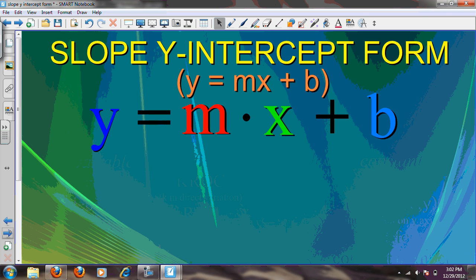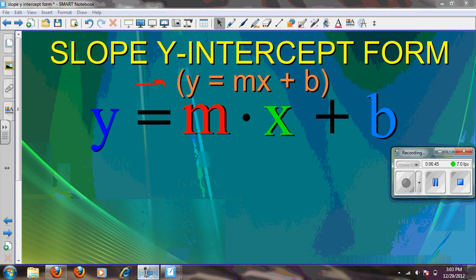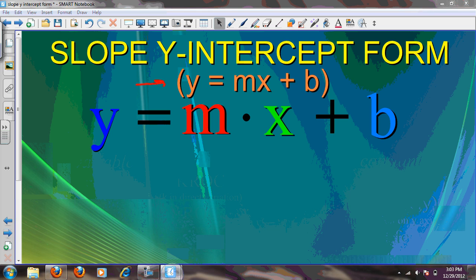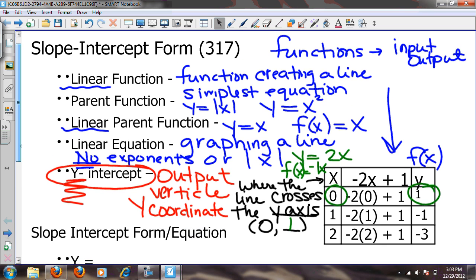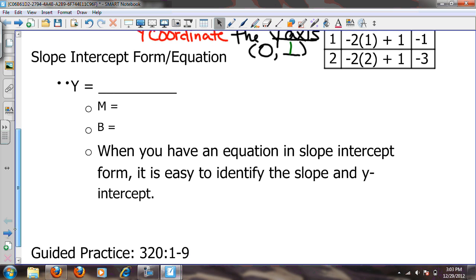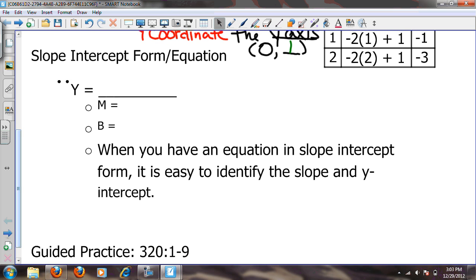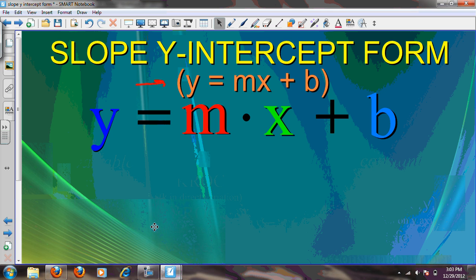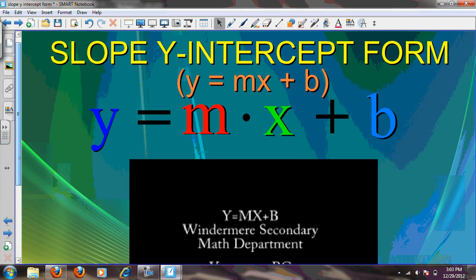Okay? There is a formula that you need to know. It's called y equals mx plus b. I want us to look at that formula as we get ready to write it down. Okay? Y equals mx plus b. And we're going to talk about what the m and what the b stand for in just a minute, but I want you to watch this video.